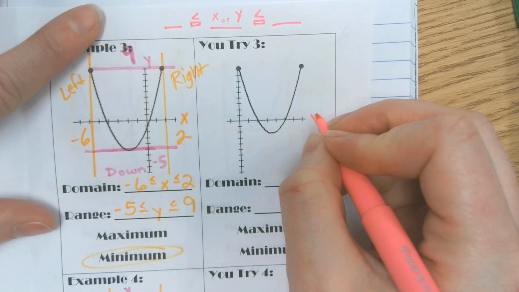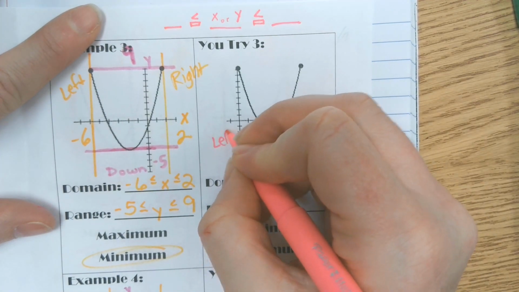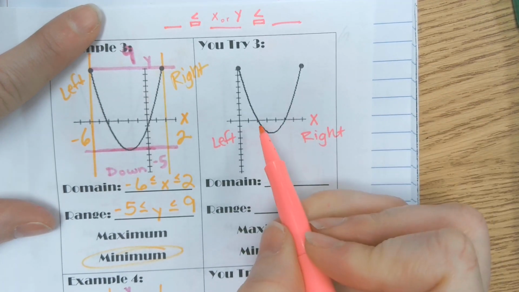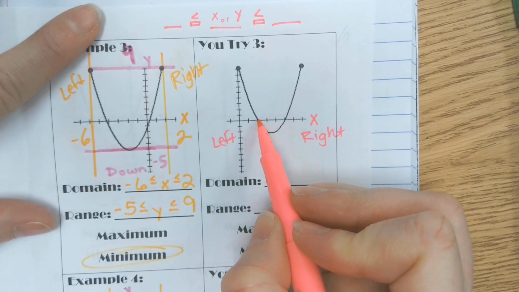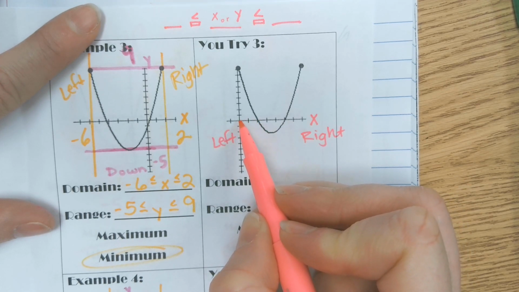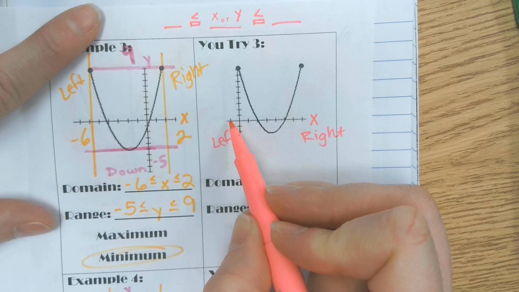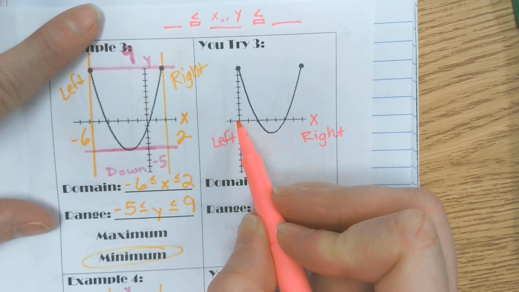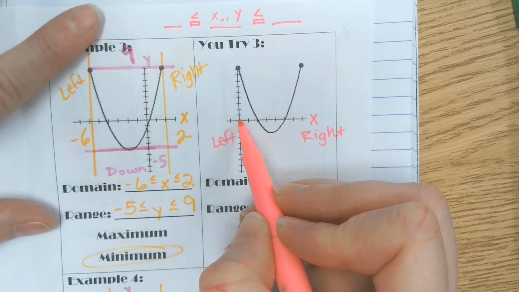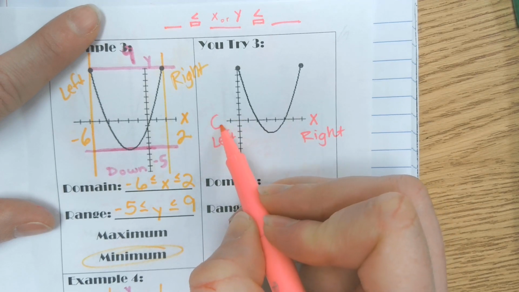For domain, we're looking at X, so we look at how far left and how far right. So left, it's at 2 here, it goes to 1, it stops at 0. It doesn't go past to -1. See how it stops right there? A lot of people want to say 9, but 9 is on the y-axis. On the x-axis, it doesn't go past 0, so it goes left to 0.